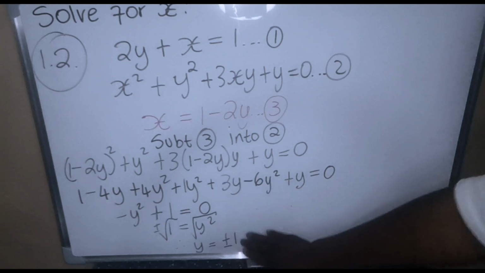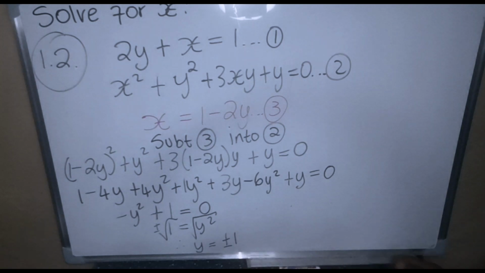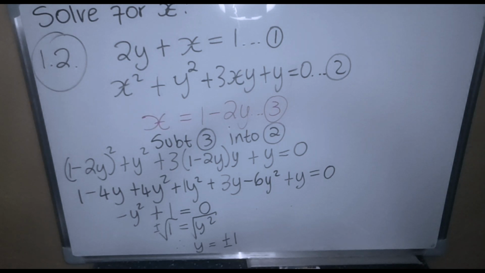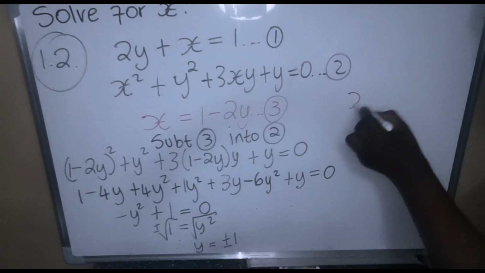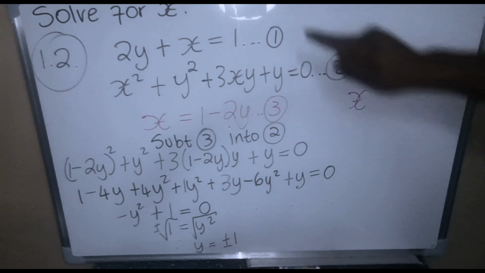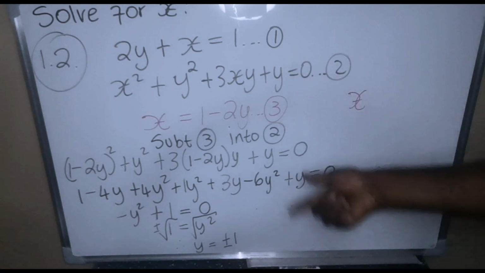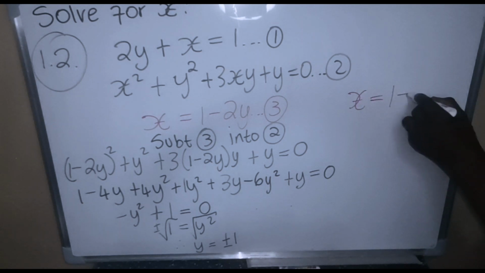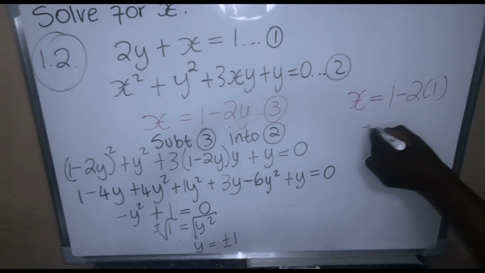We need to find x with the use of these two, plus or minus y. Okay? For us to find x, where we see y, we put in 1 first. X from any of the three equations, but I can use equation number 3 to find x, okay? Because it's the simplest. 1 minus 2 times 1.